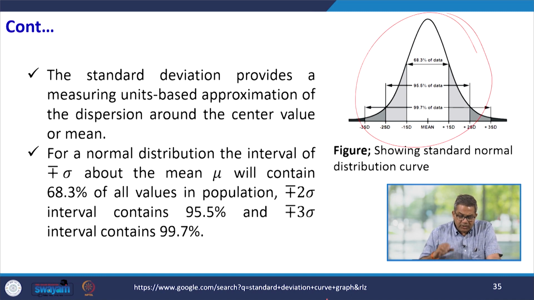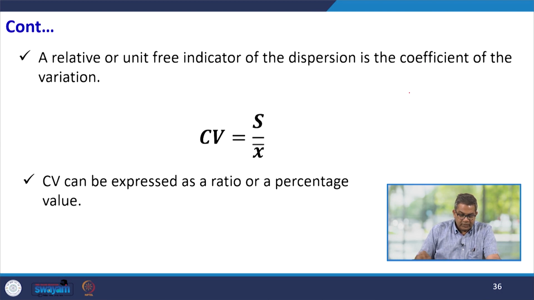For a normal distribution, the interval of plus minus theta about the mean mu will contain 68.3% of all values in the population, and plus minus 2 theta interval contains 95.5% of the data values, and plus minus 3 theta interval contains 99.7% of the data. A relative or unit free indicator of the dispersion is the coefficient of variation, and this CV can be represented as S over bar x, and CV can be expressed as a ratio or a percentage value.